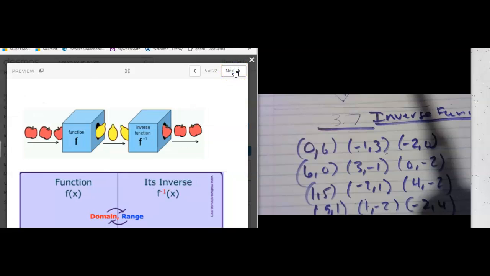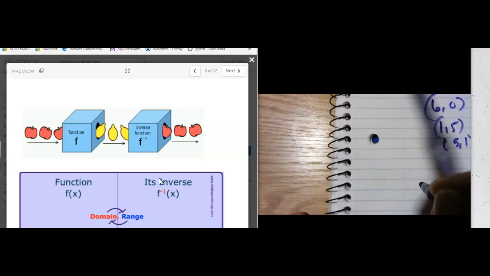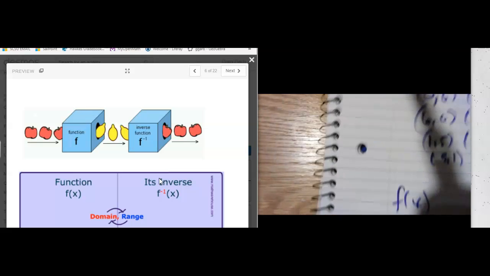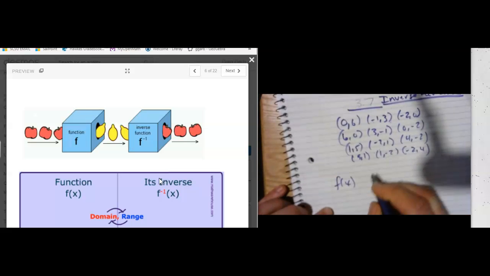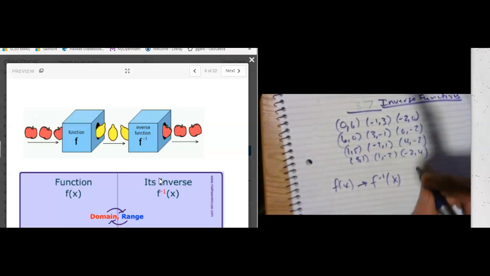Enjoy that comic. So this is just a visual for what a function does. You put something in, like the apples, and what do you get out? You get like lemons. And you put those lemons back in, you get back to apples. So the inverse of a function is written with a negative 1 here. This is not negative. So this is a function f of x, and its inverse is written as f negative 1 of x. That's an inverse function, and it undoes the original function.